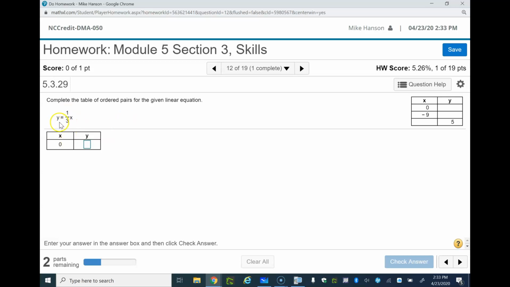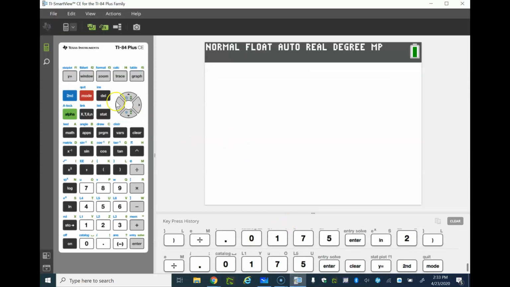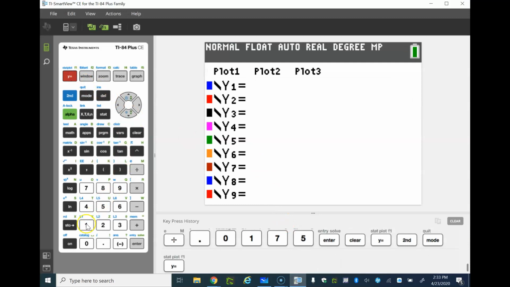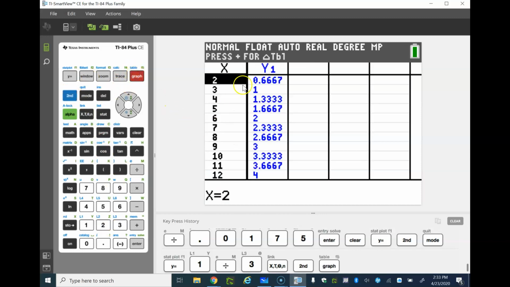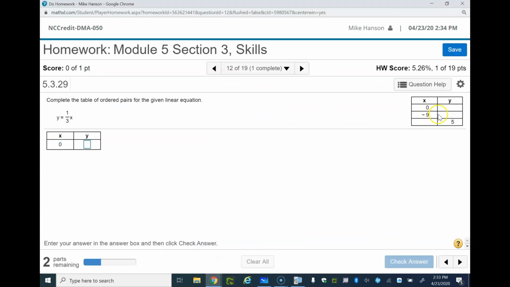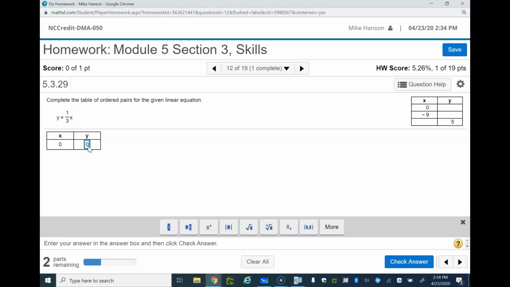This one here is already in y equals form, so y equals 1/3 x. So we can just go to our calculator, and we're going to type in 1/3 x. And then we hit second and then graph to get the table. What we're looking for is the table to give us our x and y coordinates, because we're going to need it here. So the first one is asking for 0. Now you are more than welcome to click view an example, and it will tell you exactly to plug in 0 for x. 0 times 1/3 obviously is 0.